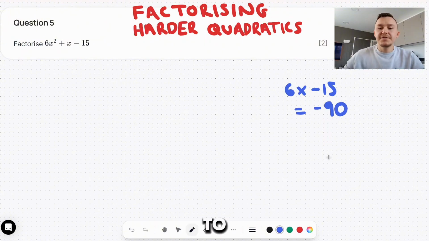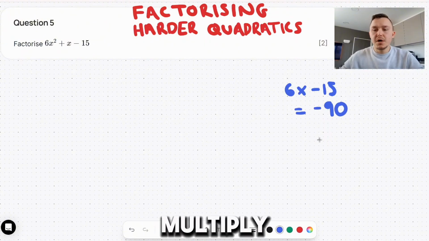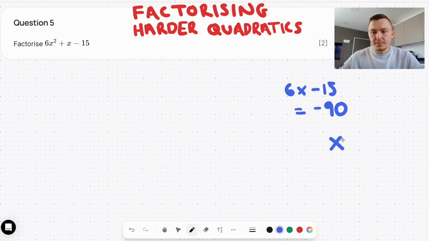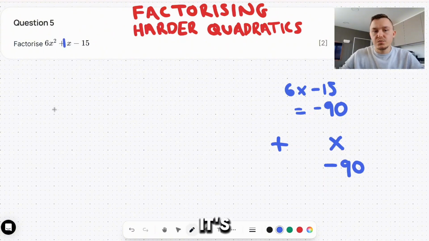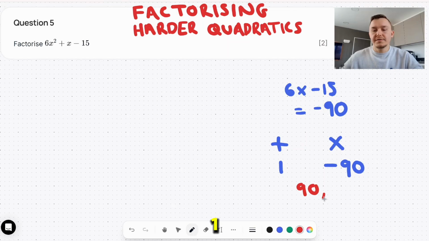Okay, now I need to find two numbers which multiply to minus 90 but add at the same time to the coefficient of x, which is just 1. It's 1x in the middle. So two numbers which multiply to minus 90 but add to give you 1. I would start this process off by listing the factors of 90. So 90 and 1, for example.